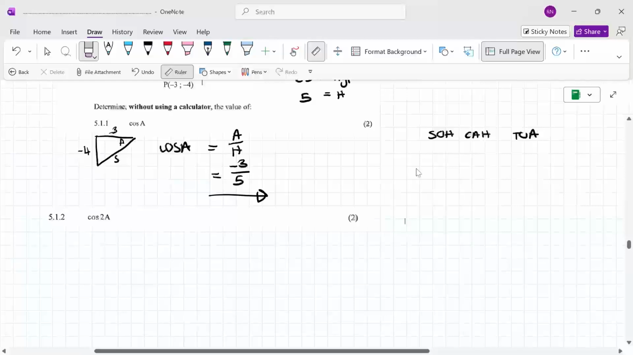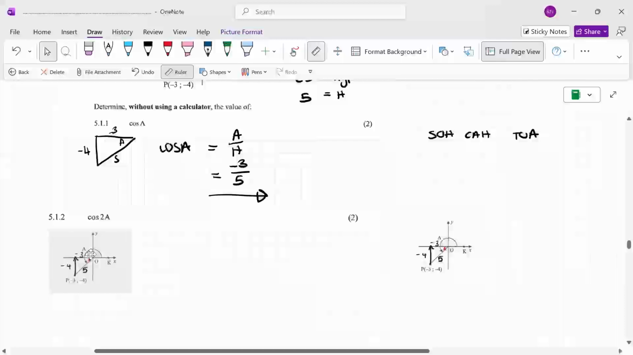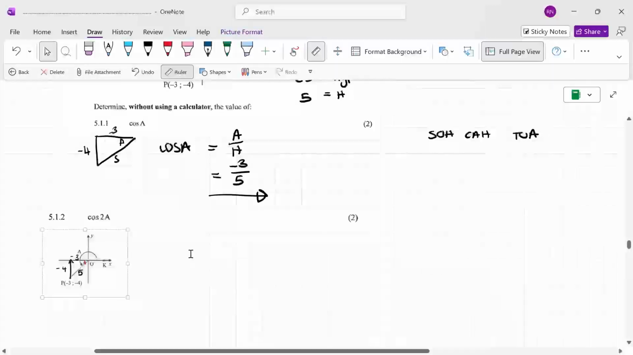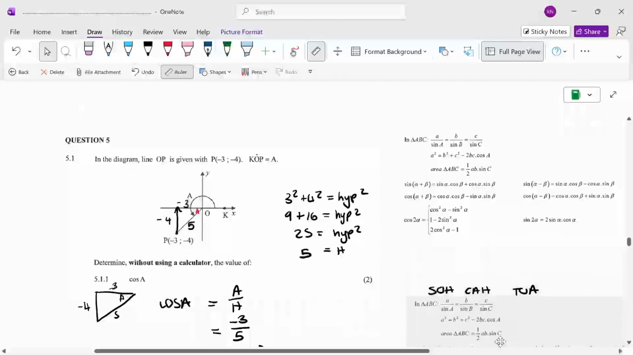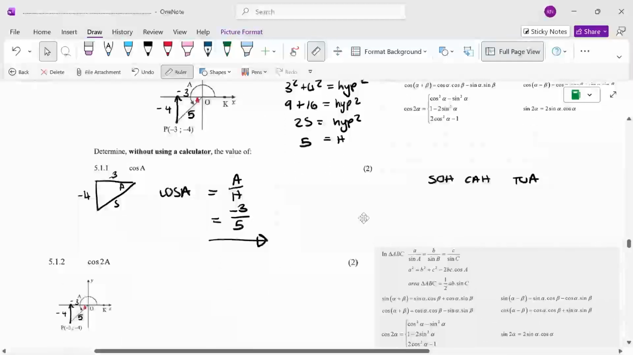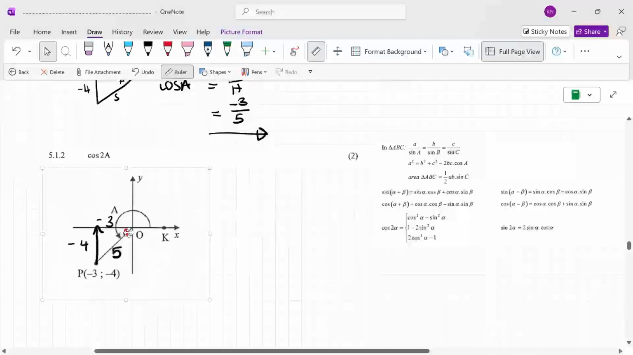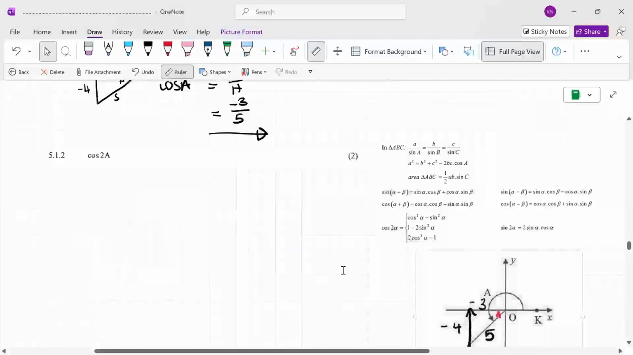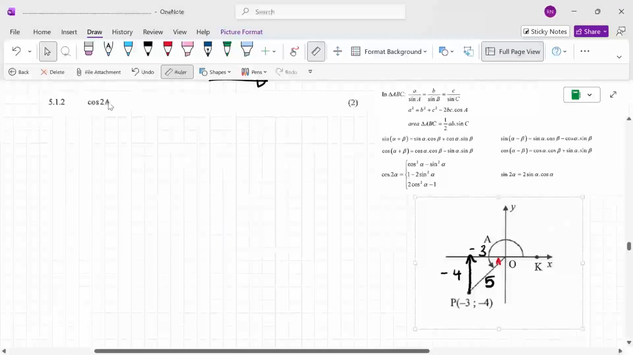Then they said, find cos 2A. Now, some students will say, okay, bet, I can just move the 2 to the outside and then we're good. But that is not how we work with trig functions. So they're not going to be the same as brackets and just taking things outside. You're going to have to find another way to write this cos 2A with just A, without this 2A in there.